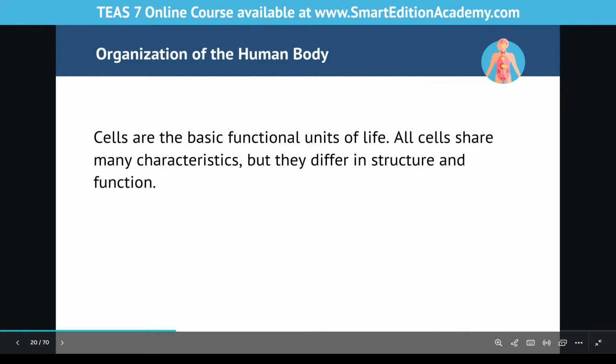Cells are the basic functional units of life. All cells share many characteristics, but they differ in their structure and function. As it relates to the TEAS exam, you're going to want to make sure that you not only know human cells, but also plant and animal cells and what their differences are. That information is going to come into play when you're answering the biology questions on the TEAS exam.